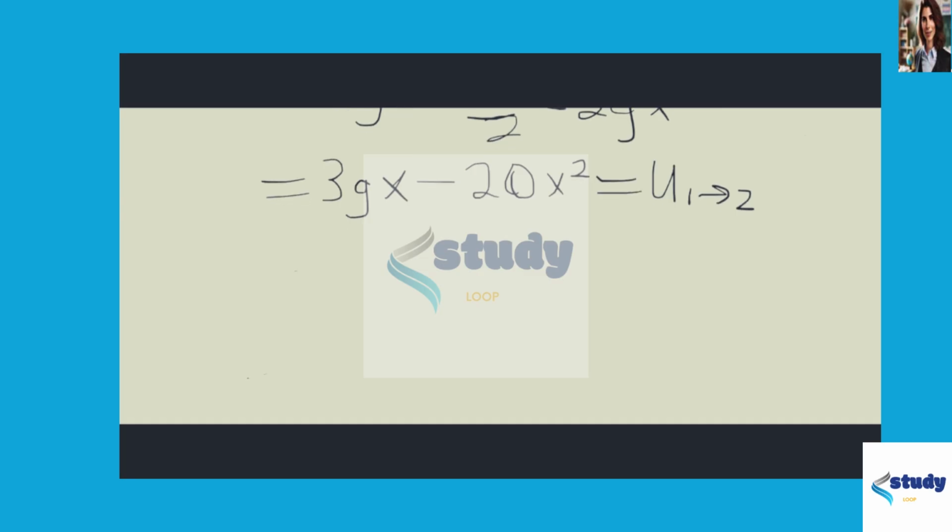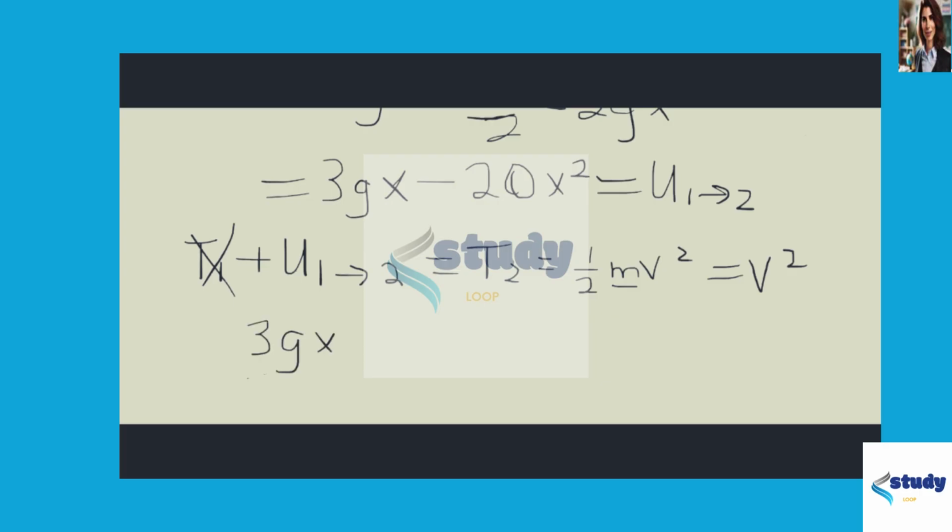Now plugging this into our equation for kinetic energy and work, we know, as you might recall, T1 plus U from 1 to 2 is equal to T2. We know that T1 is actually 0. T2 is 1/2 mv². Remember that the mass is actually 2 kilograms, so this simplifies down to simply v². So what we're left with as the final equation is 3gx - 20x² = v².